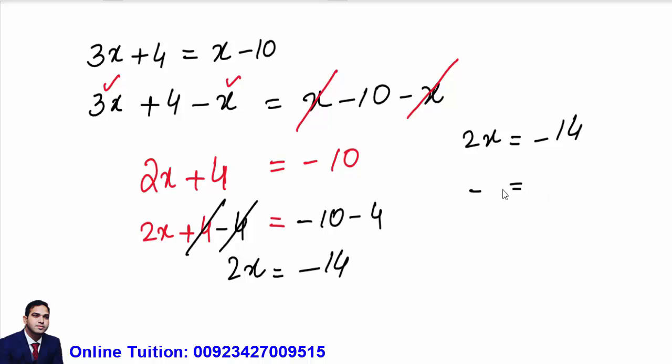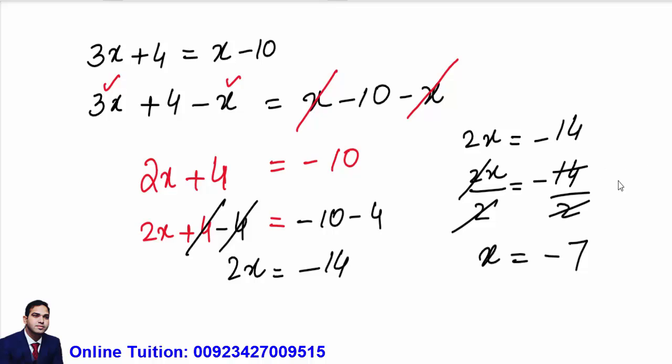Now you have to remove this 2. This is 2x, dividing by 2, and -14 divided by 2. This will be cut off, x, and this is -7. 2 sevens are 14. This is -7. So the answer for x is -7. This is the way how you can solve a linear equation.